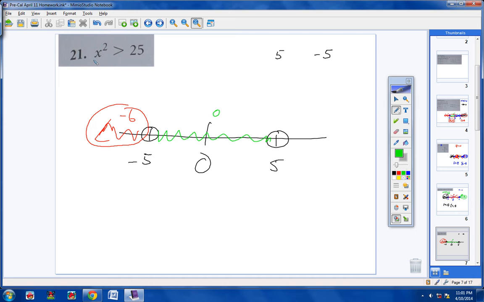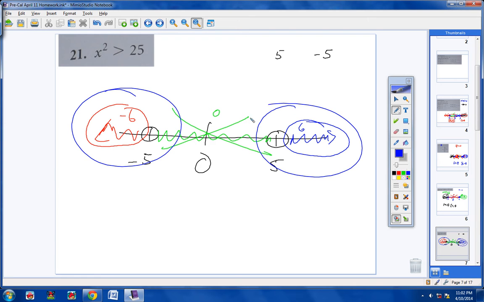0 squared is 0, and 0 is not greater than 25, so this section here does not work. And then lastly, we're going to test 6 right here for this last section or region, and 6 squared is 36. 36 is greater than 25, so this section here does work. Okay, so the two sections that work are here and here, and so let's go ahead and write our answers.